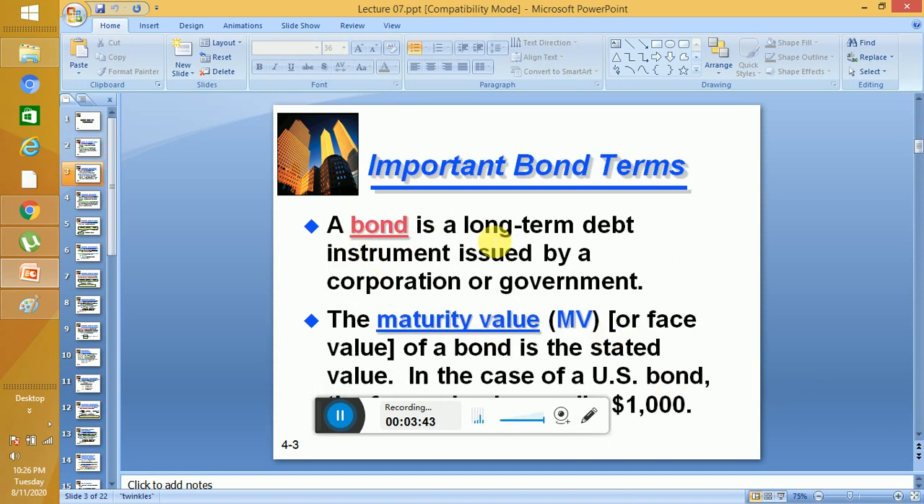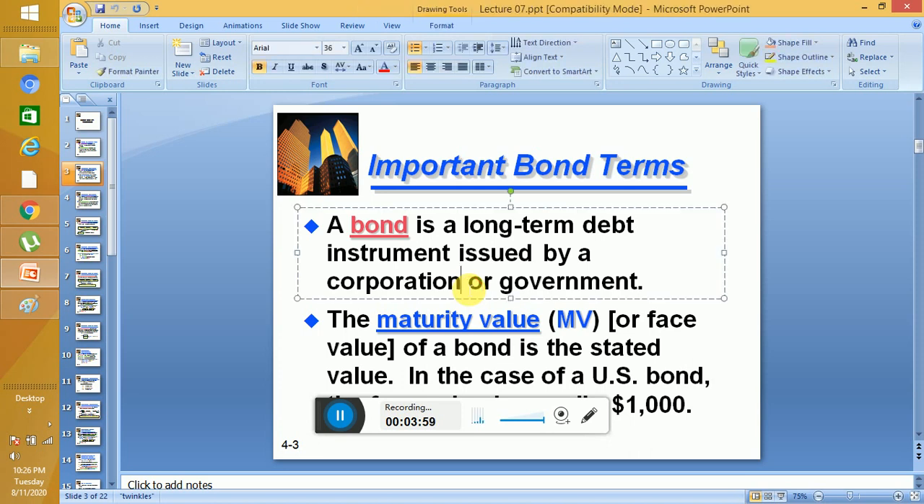So what is a bond? A bond is a long-term debt instrument issued by a corporation or government. Mostly it is a debt agreement, and mostly corporations, big companies that are in need of money, issue bonds. And governments also issue bonds. We call it a treasury bond.